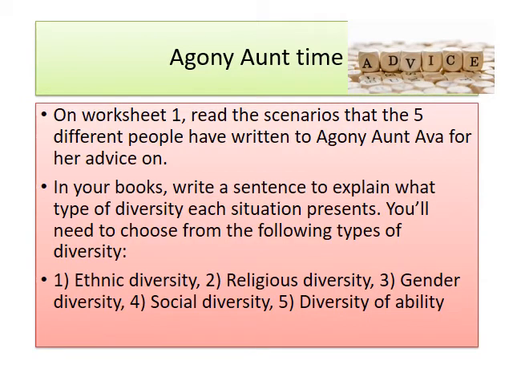Now, you may or may not have heard of the term agony aunt, and this is when people write to someone in particular asking for advice on a situation that they're finding difficult to handle. So, on worksheet 1, which you'll find in the assignment area for this lesson, there are 5 different scenarios that different people have written to agony aunt Ava for her advice on. And what I'd like you to do is, in your books, after you've read each one, write a sentence to explain what type of diversity each situation presents. So you'll need to choose from the following types of diversity.